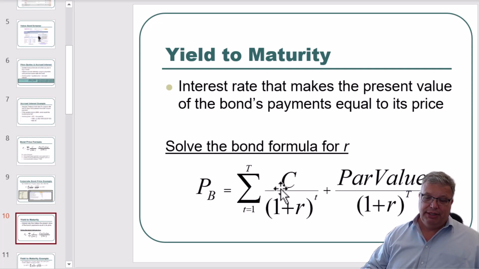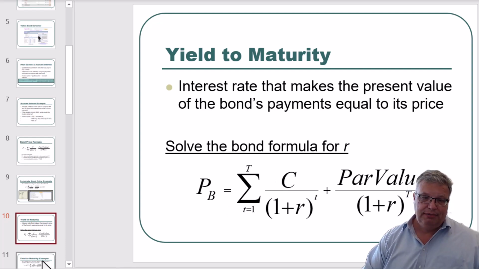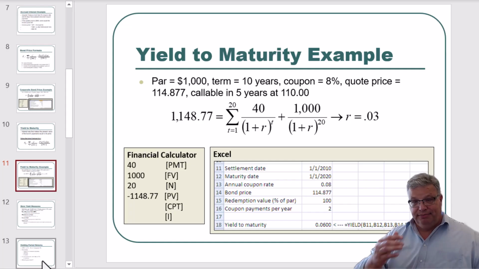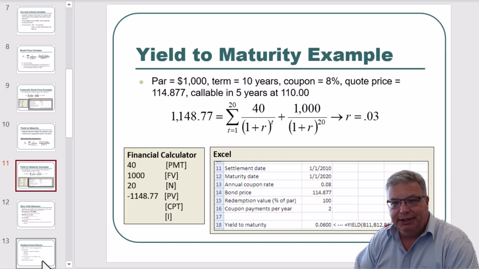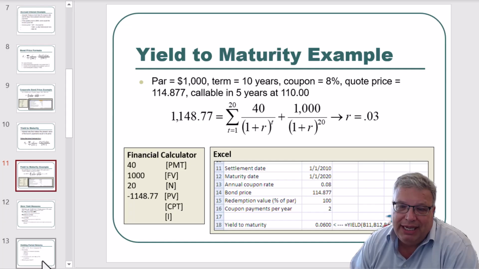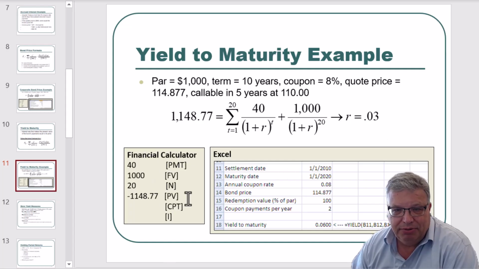And so we're gonna use Excel again, but I'll show you how you can do that here. So this is the same bond we had before, but now we're assuming a given price of $1148.77, and then we have to calculate the yield to maturity. So here's all the data you would put in if you're using the financial calculator, and here's if you use the yield function in Excel.